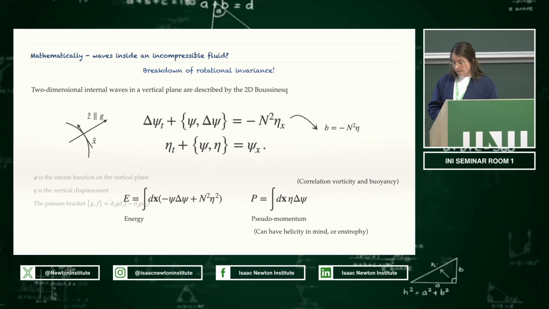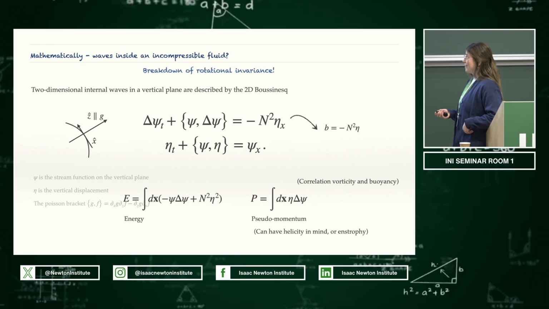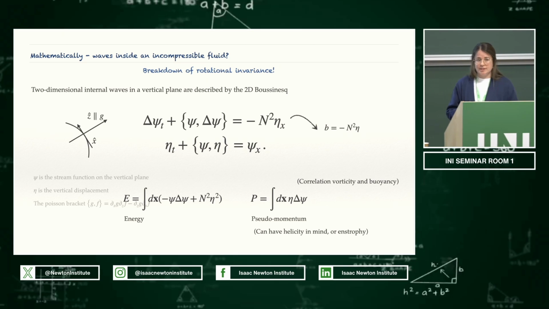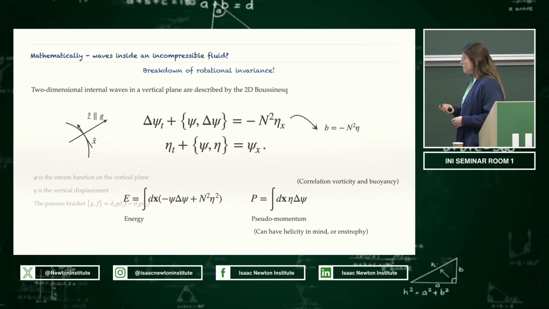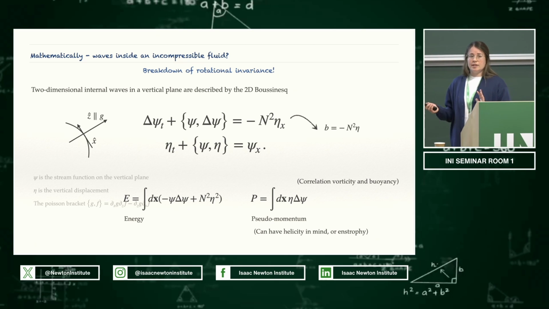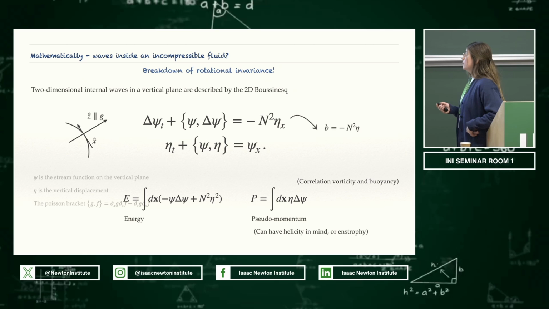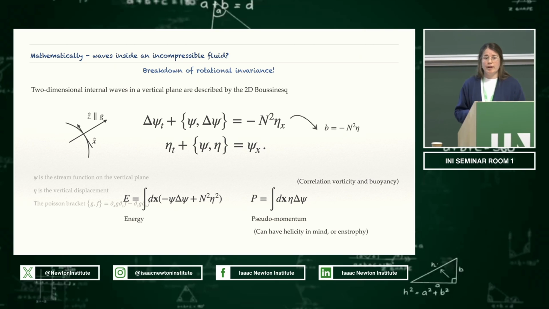It is not hard to check that these equations conserve a quadratic energy, which is the sum of the kinetic energy plus the potential energy. They also conserve another quadratic invariant called the pseudo-momentum. You can think of this as the correlation between the vorticity and the buoyancy field. If it is easier for you, you can have in mind helicity or entropy. Mathematically, their origin is the same.